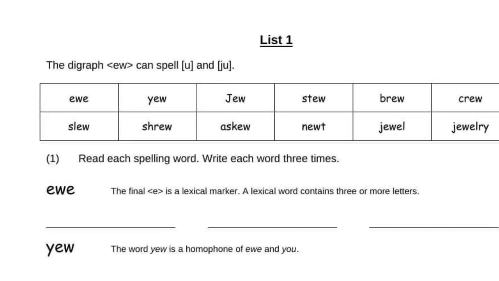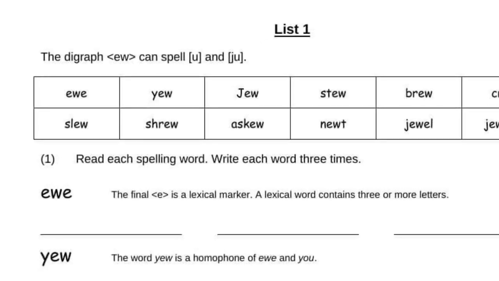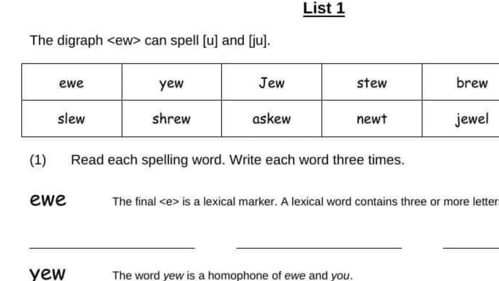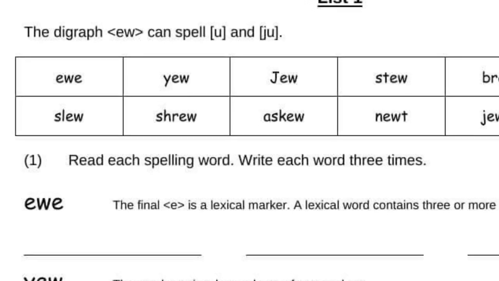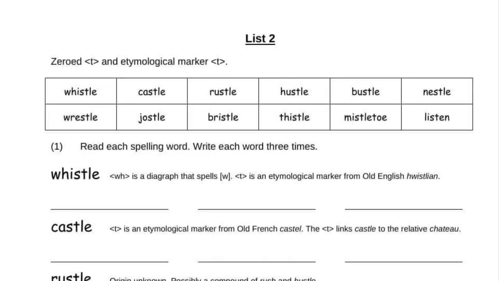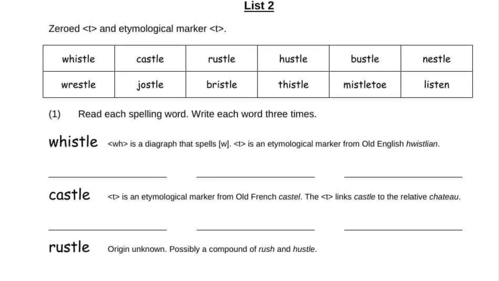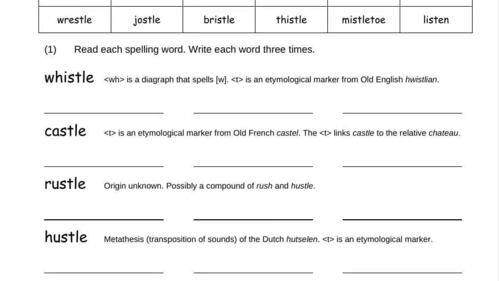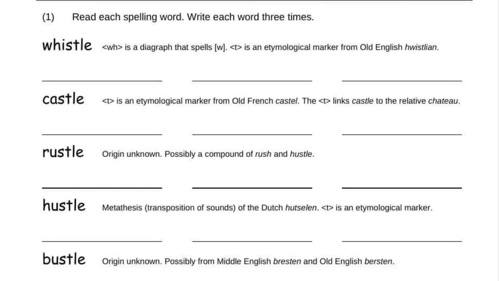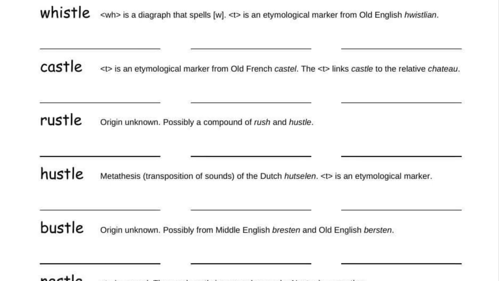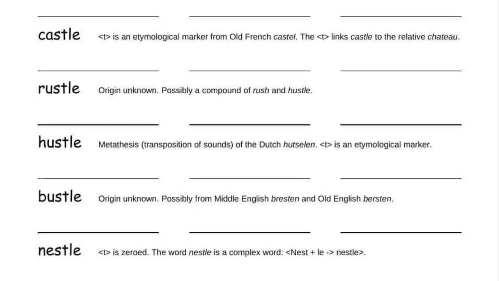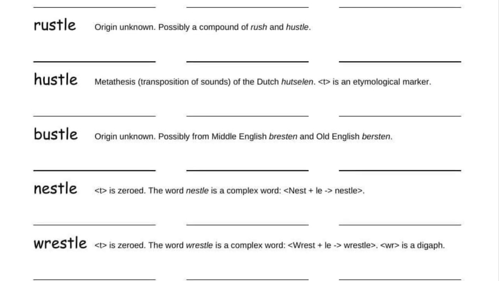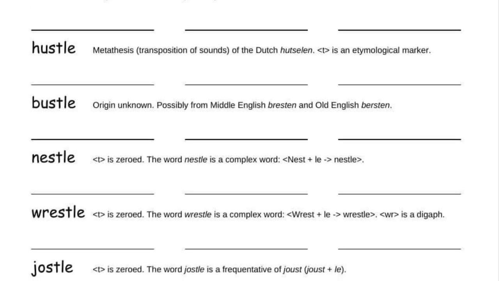Each list begins with a statement of what is taught by the words in the list, followed by the word list. For example, List 1 focuses on the digraph EW, spelling oo and u. While using Teach a Student to Spell Level 4 with my students, I begin by reading the information at the beginning of each list aloud. For example, for List 2, I say to my student, "This list has words in which the letter T is zeroed or is an etymological marker." I then have the student read the words. We talk about the zeroed or etymological marker T in each word.